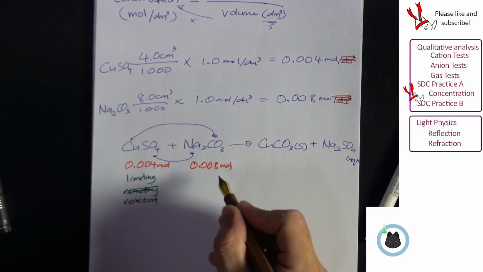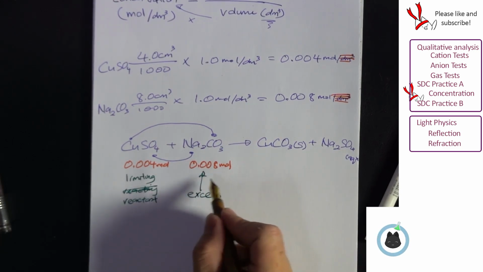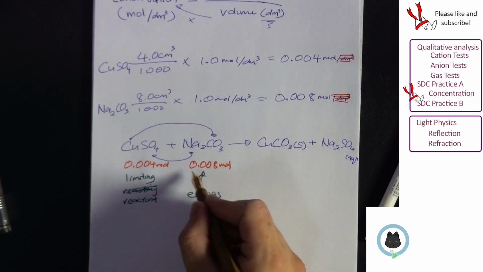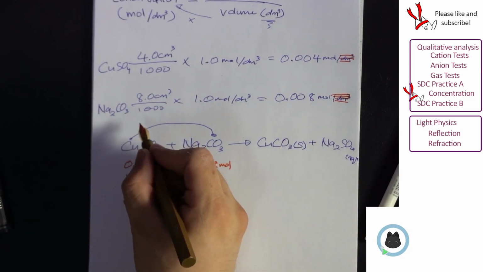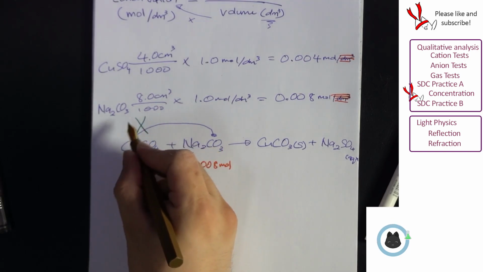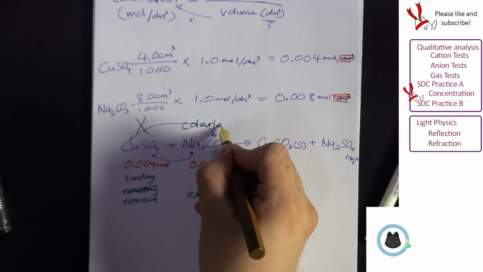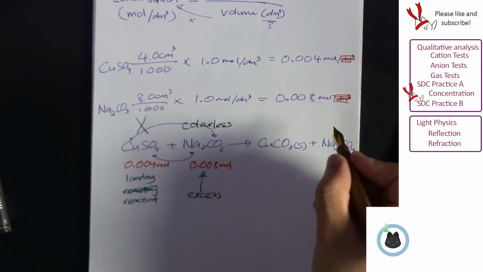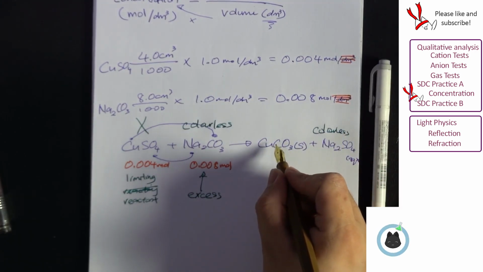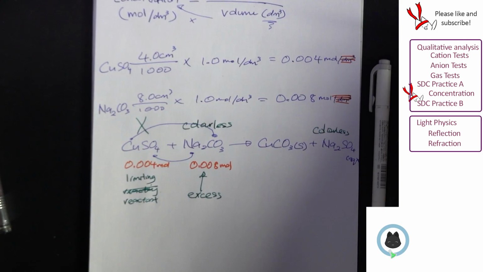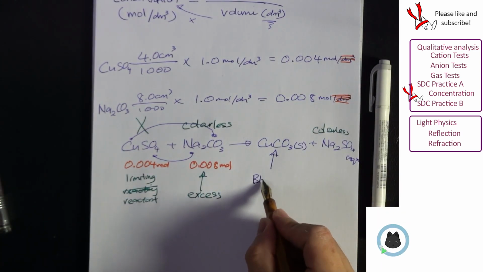So this is limiting reactant. This is what we call excess. Means got too much. So if this is excess, so in this case, this one will all be used up. This one bye-bye already. This is colorless. This is also colorless. And this will be a blue precipitate.